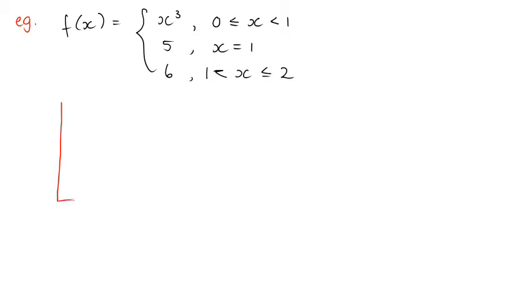Now, I'll show you what the graph looks like. This is y, this is x. Right, so that's just the graphical representation of the function. So you've got y equals 5 when x equals 1, that's that point there. We've got x cubed for between 0 and 1, so that's there, not including that endpoint. And y equals 6 when x is between 1 and 2, not including the 1, but including the 2.